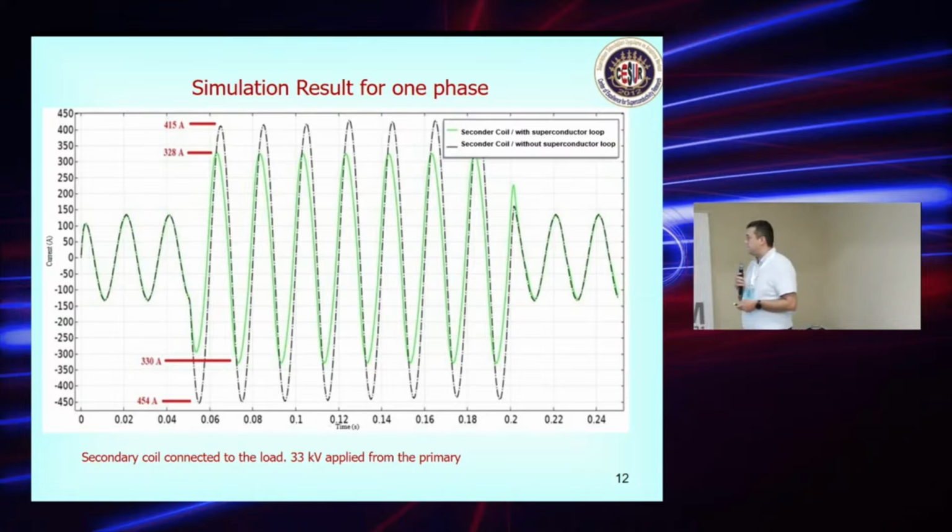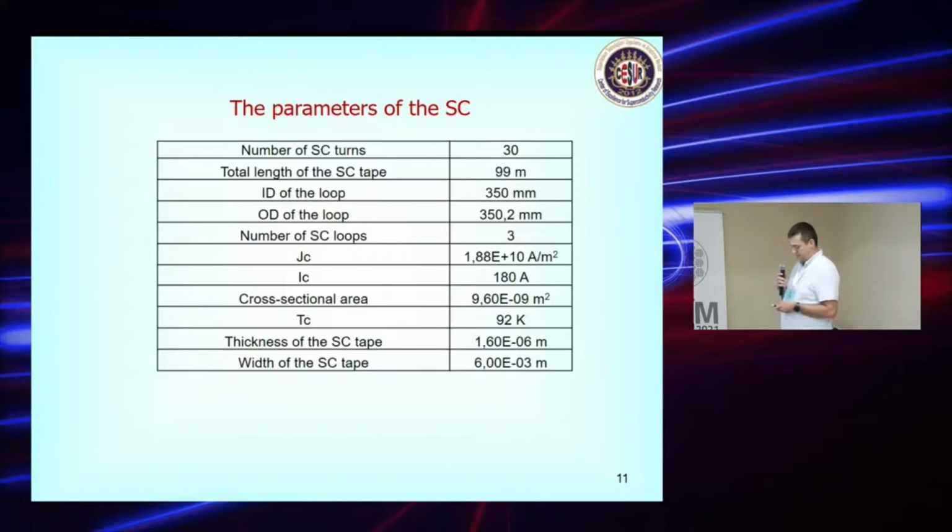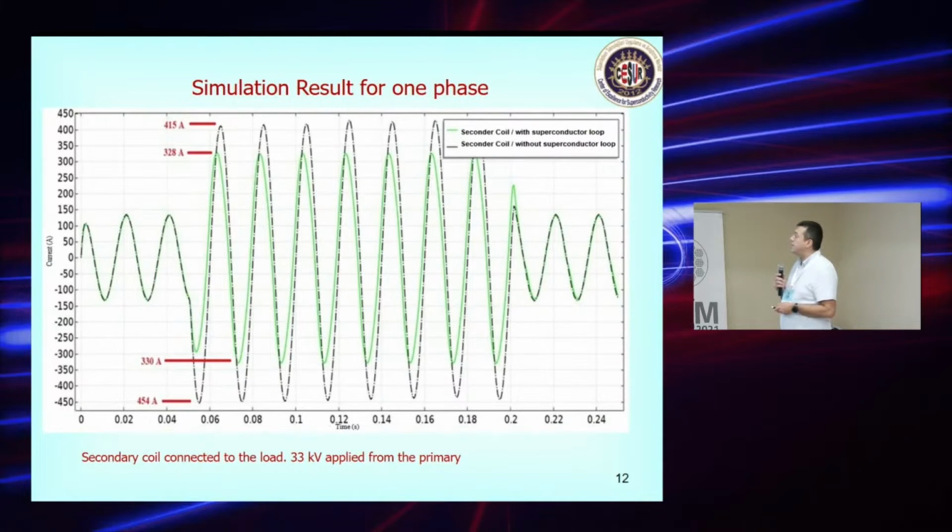This is the secondary side of the transformer and the current values. As you see, if we don't use a superconductor, the peak of the current is above 400, and if we use a superconducting loop, it is reduced to about 300.